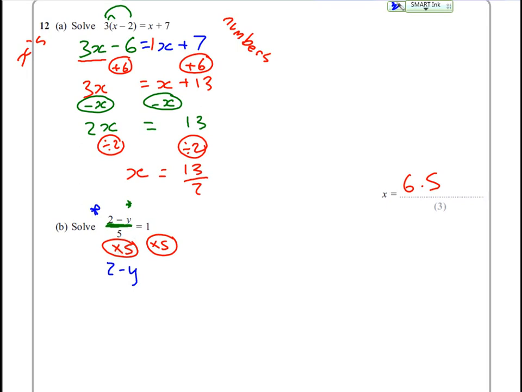Okay? So 2 minus y equals 5. Take away 2 from both sides of the equation, minus y equals 3. And then here's the trick, times by minus 1.